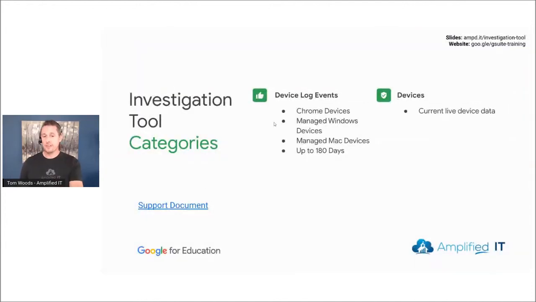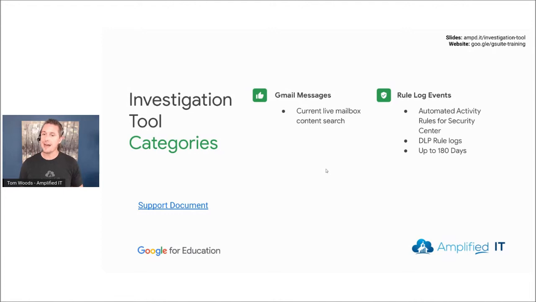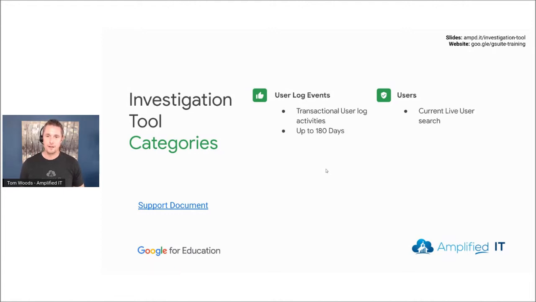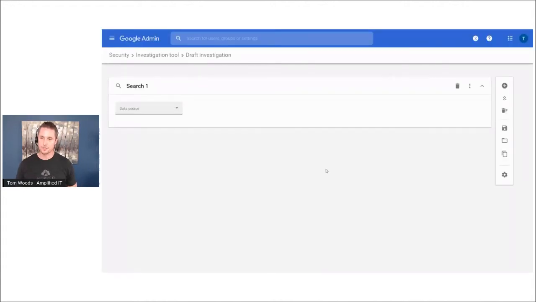All right, so I've gone through all these. Like I said, there's a lot of slides here just outlining everything I said. I wanted them to be in here for you guys for reference. There's a great link to Google's support document here that will expand on these a little bit further. I just picked some of the highlights for these bullet points, including the 180 days or the 30, the timelines, so that you have that in mind when you're looking at these. Okay, and we're going to just take a look real quick at some additional options for the investigation tool. And then we'll take a look at some use cases and actually dive into using the tool.